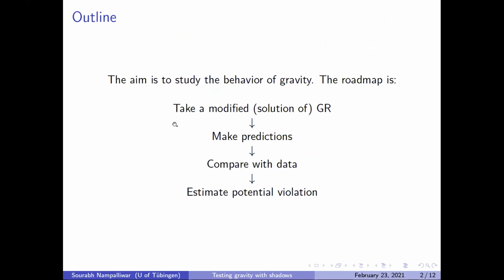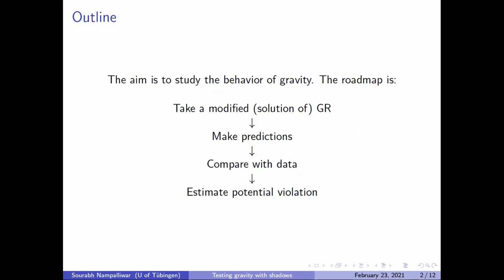So the first step is to start with a modification of GR. The modification can be at the level of the Lagrangian, which leads to a modified theory of gravity, or it can be at the level of the metric, which can lead to a non-GR metric. Both can represent violation of GR. They are different in spirit, let's say.